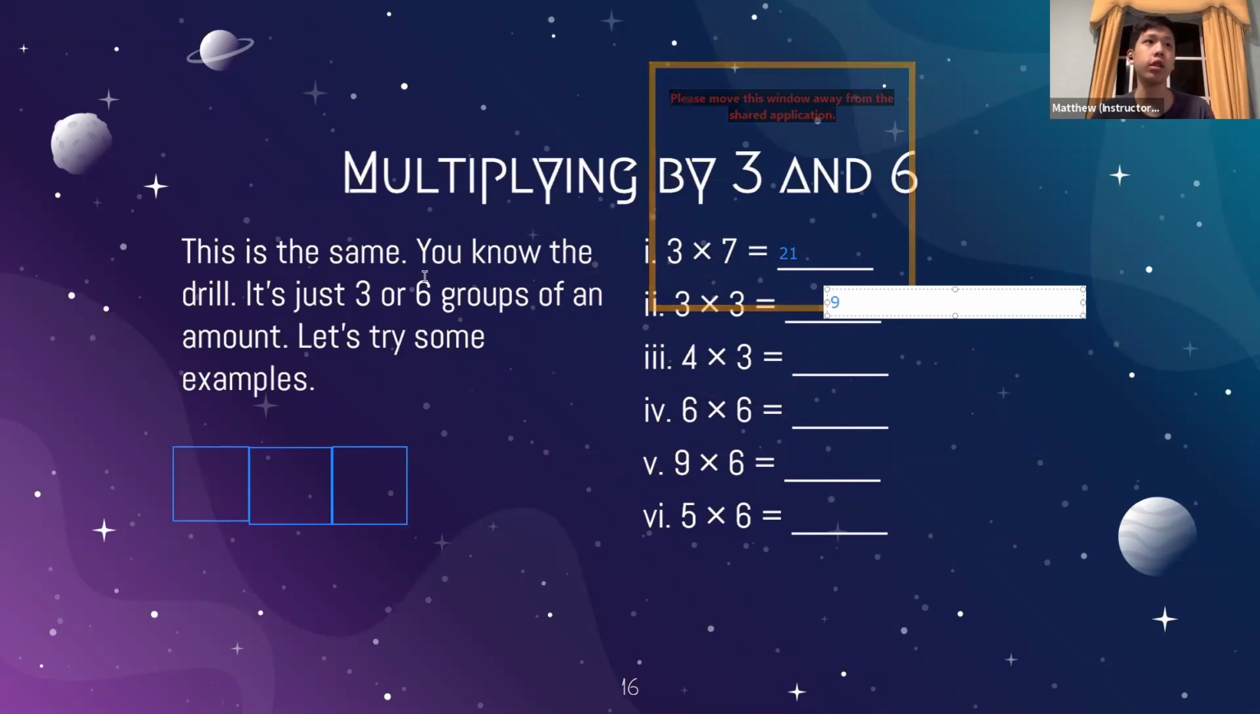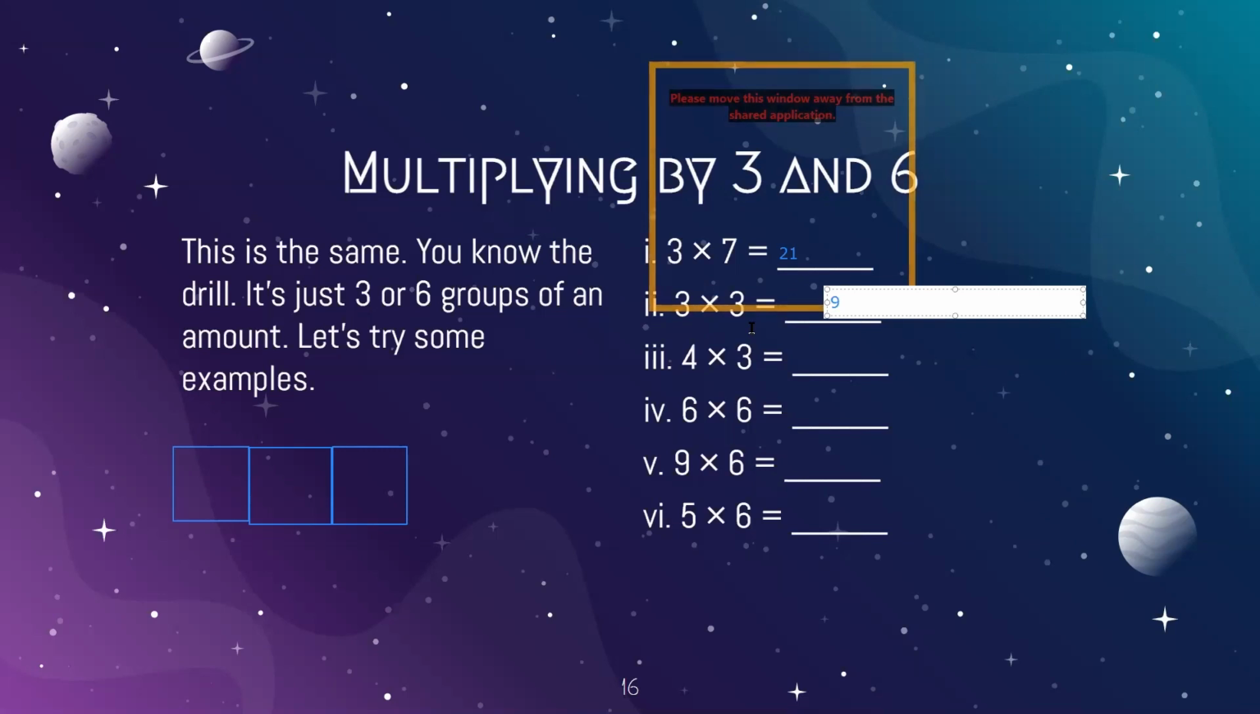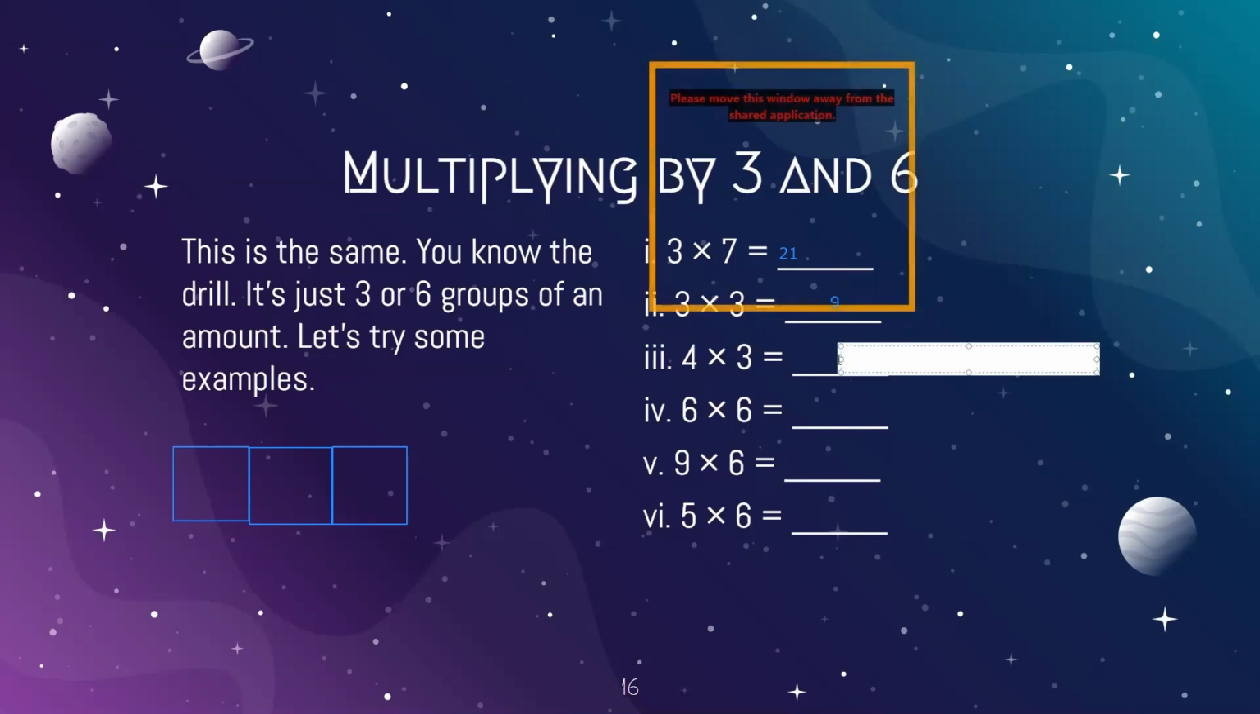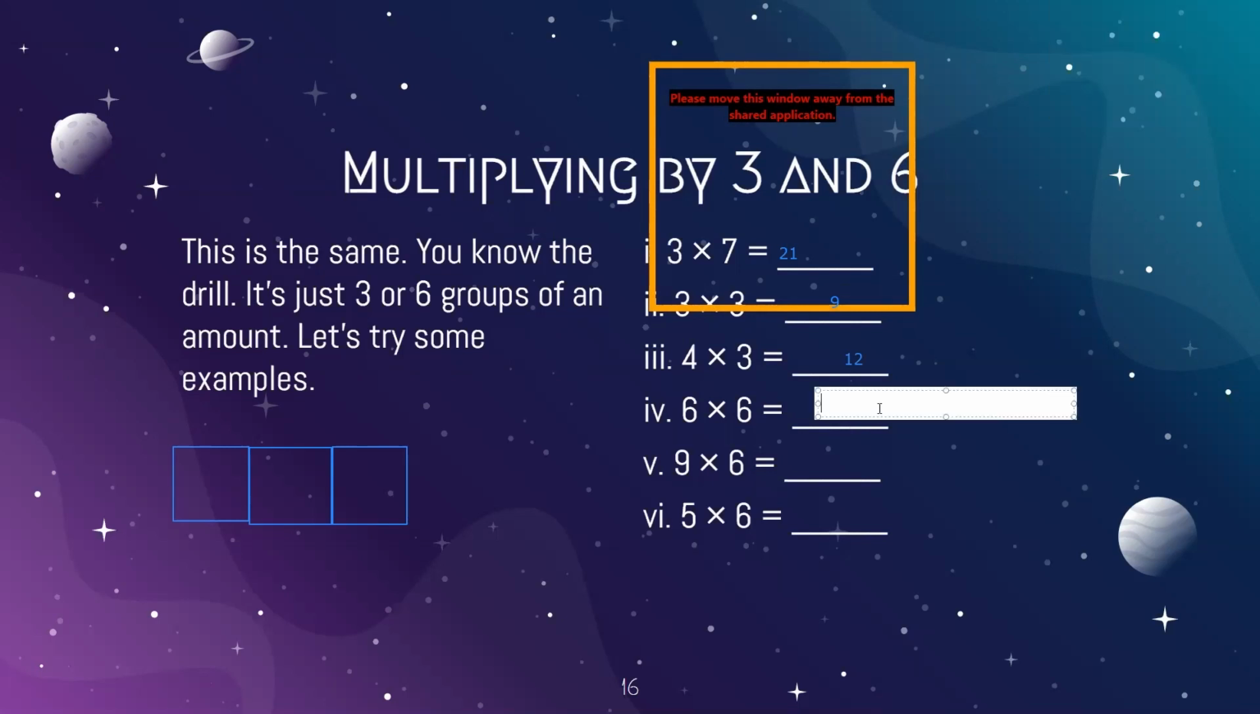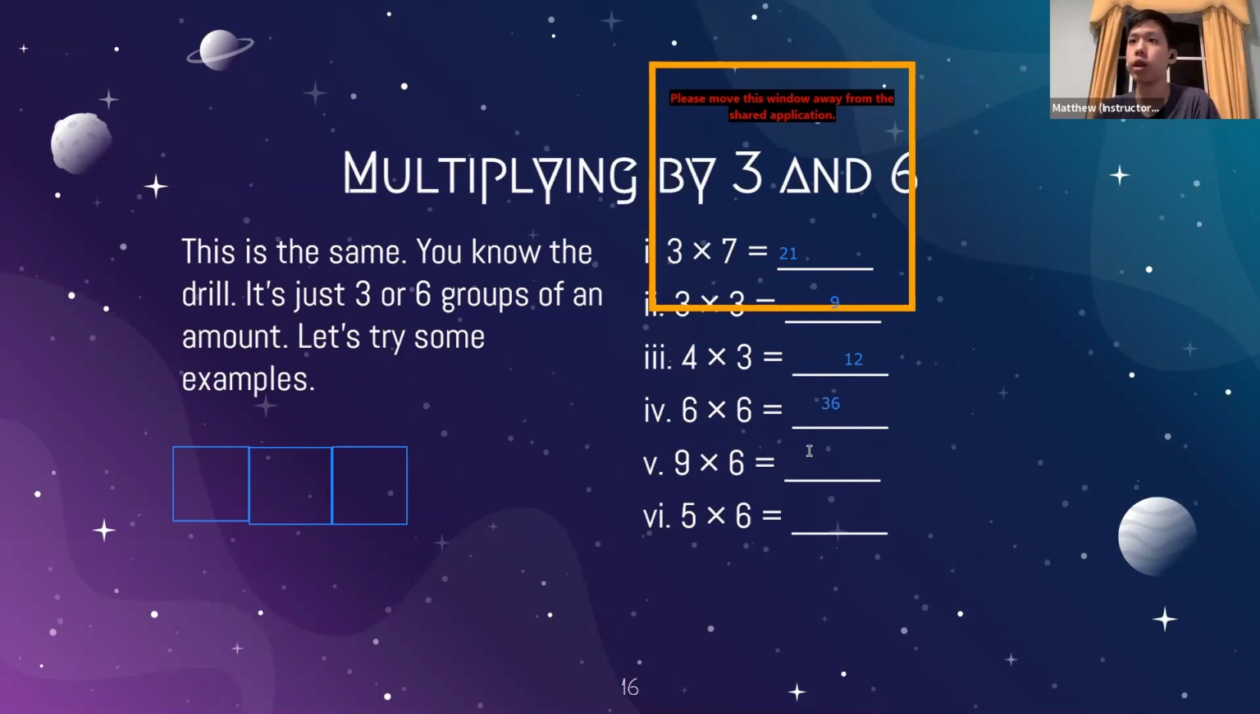What about 4 times 3? 12. Correct. This would indeed be 12. Do you know 6 times 6? 36. Correct. Does anyone know what 9 times 6 is?